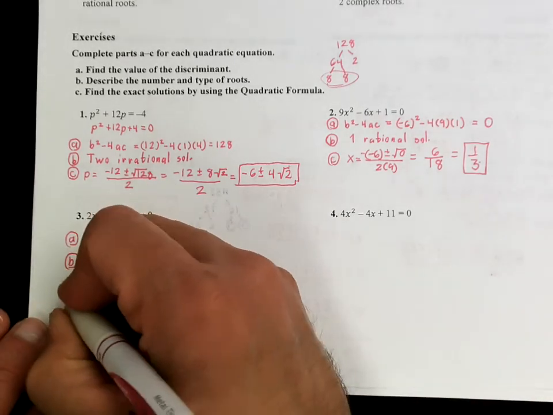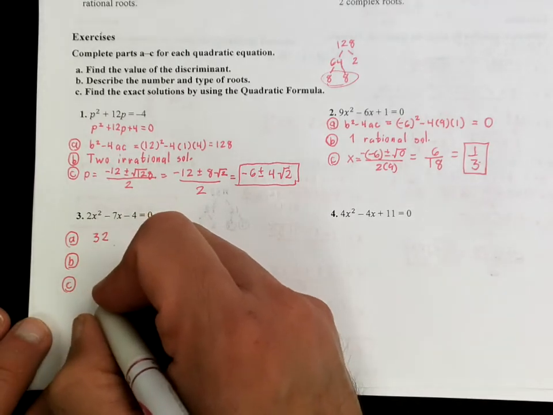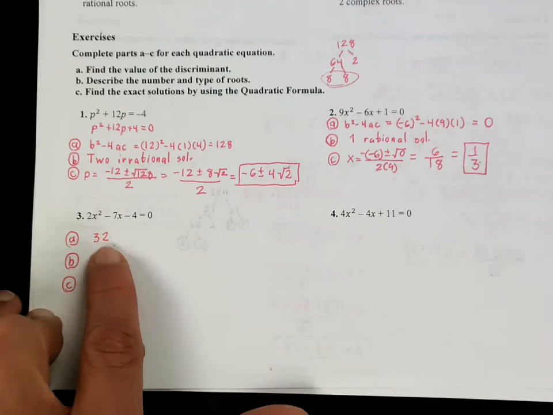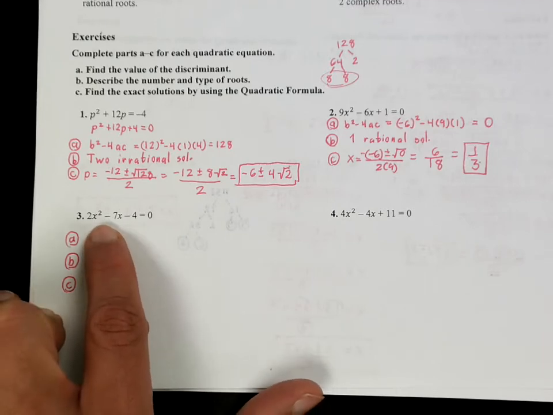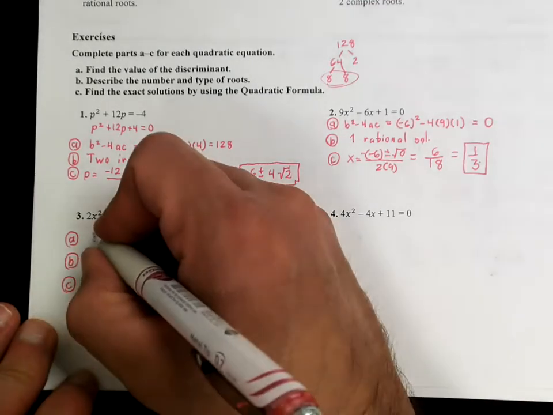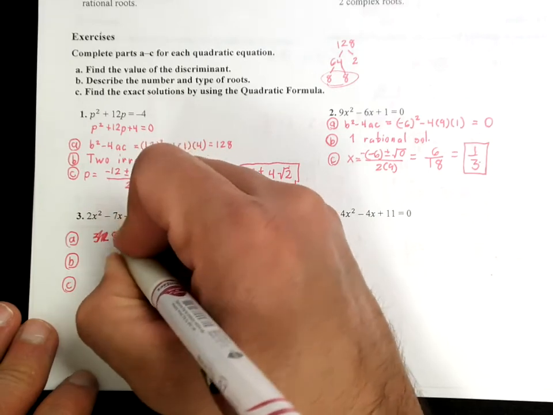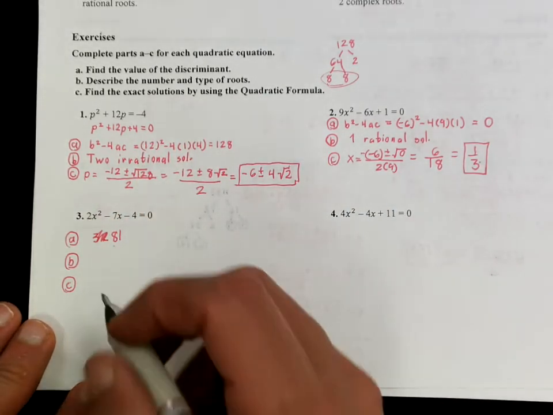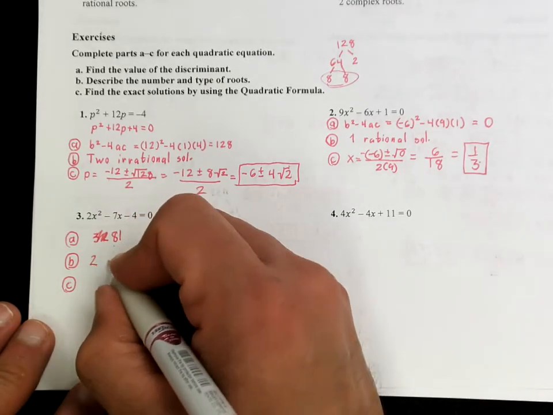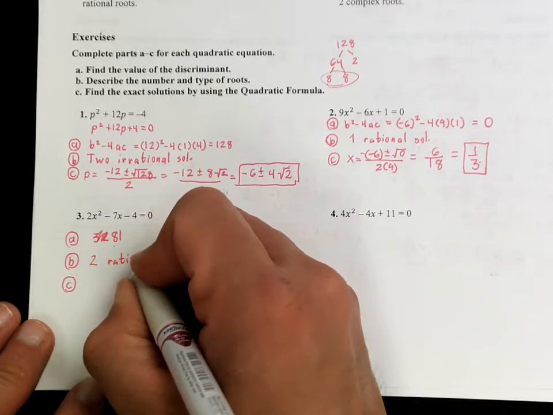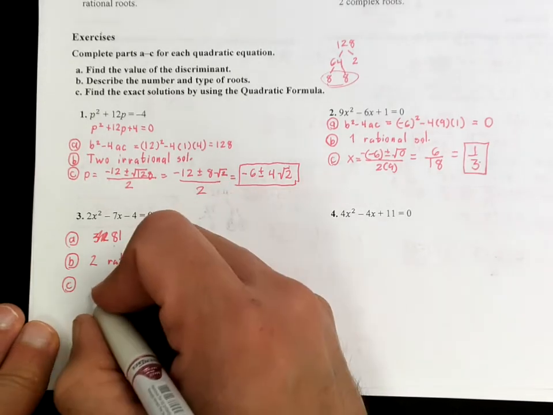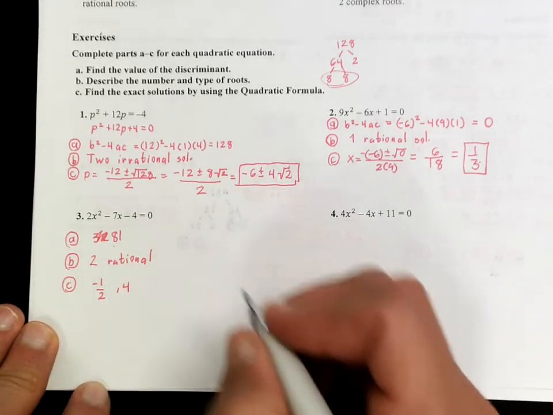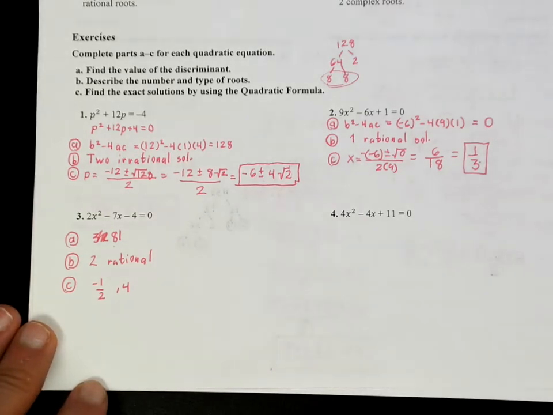But then C, if you do the quadratic formula, you should get, oh shoot, I think I did the wrong one in this one. This is actually 81. All right, is this a perfect square? It is. So that means you're going to have 2 rationals. And your 2 answers should be negative 1/2 and 4. So you have 2 answers, and there they are. So try that out, see if you can get that.